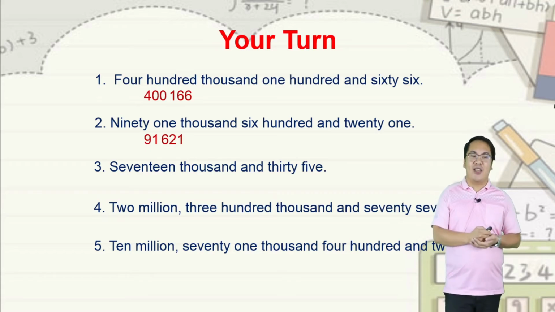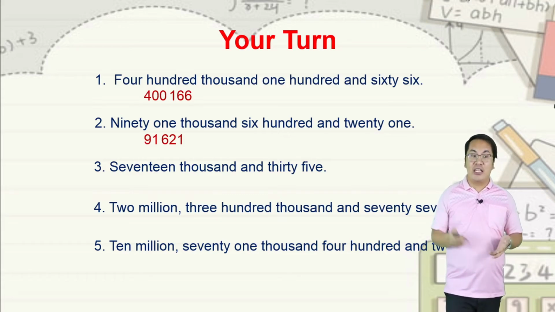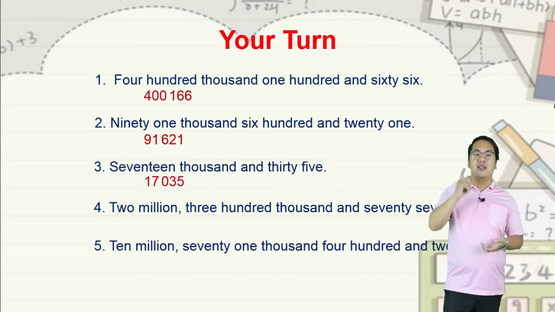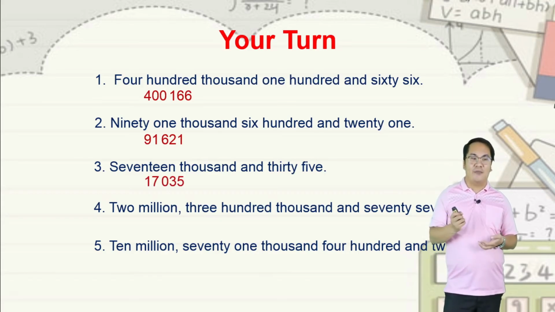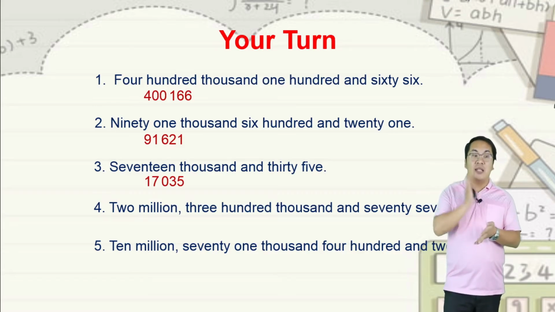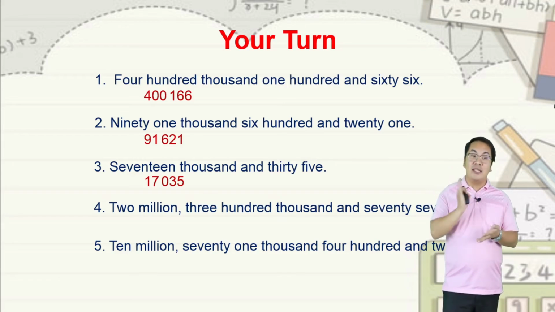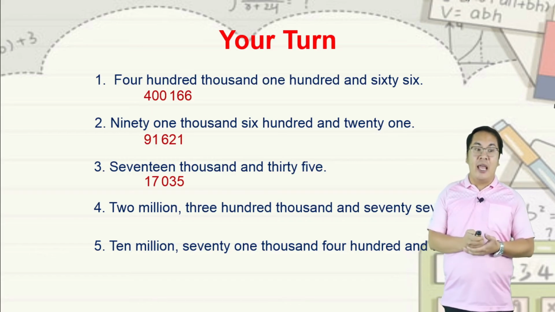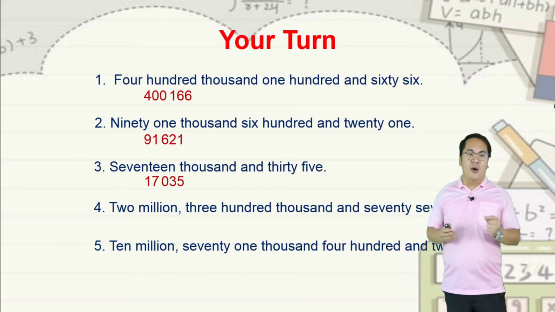So let's have this third one. 17,035. Okay. So we are going to write this one as 17,035. Okay. So next, we have the fourth one.